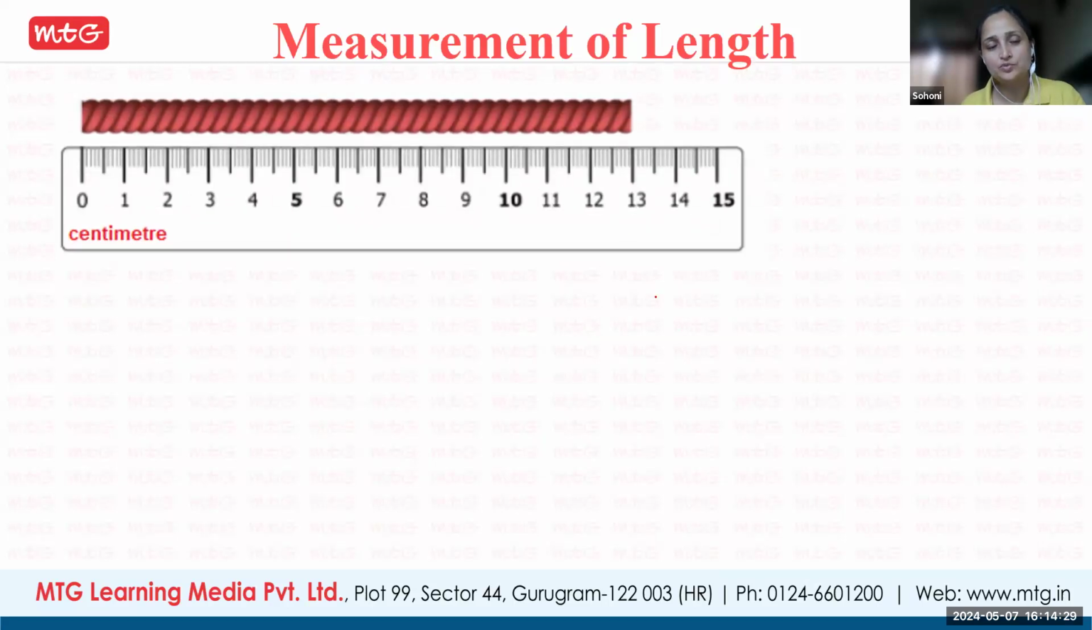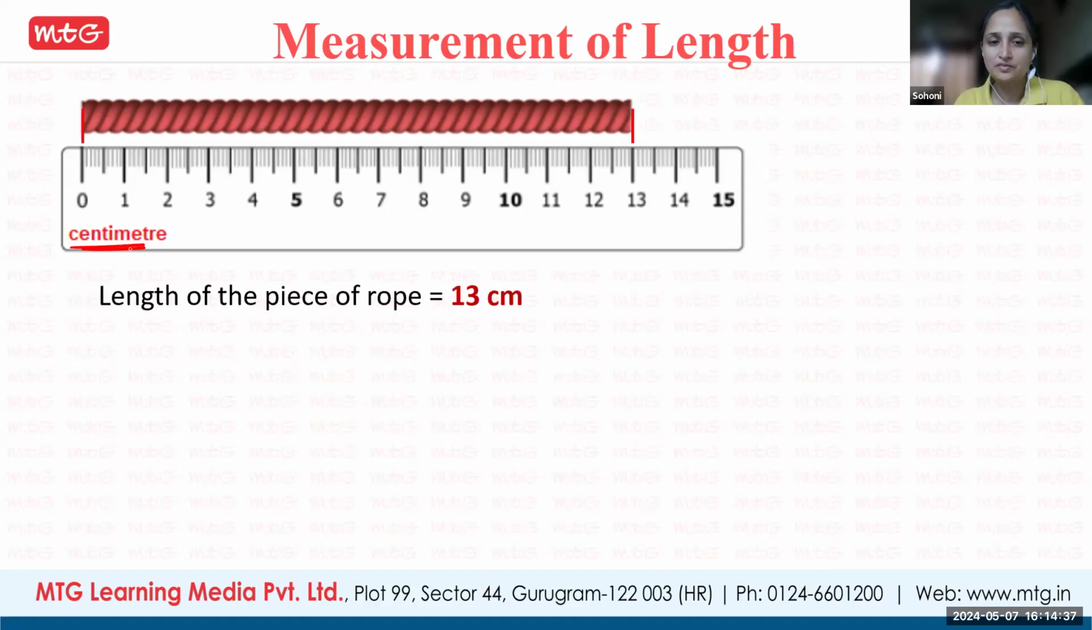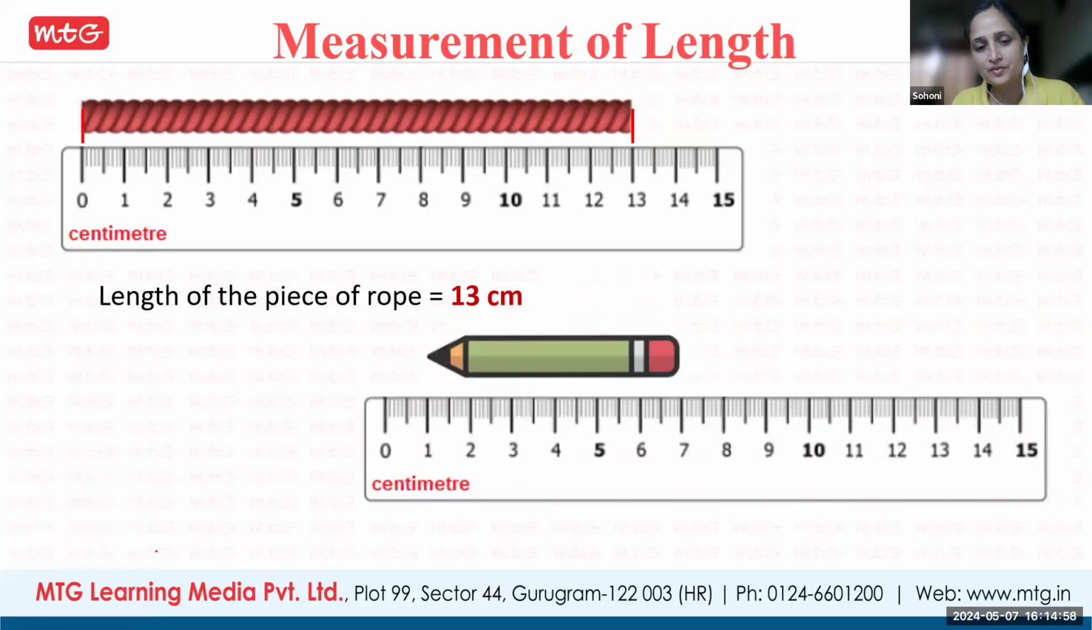Like this one, we have to measure the length of the rope and it's given in centimeters. So the length of this rope is 13 centimeters. When we measure, we start from one end and we end at the other end. Every time we have to start from the end. So the length of this rope is 13 centimeters.